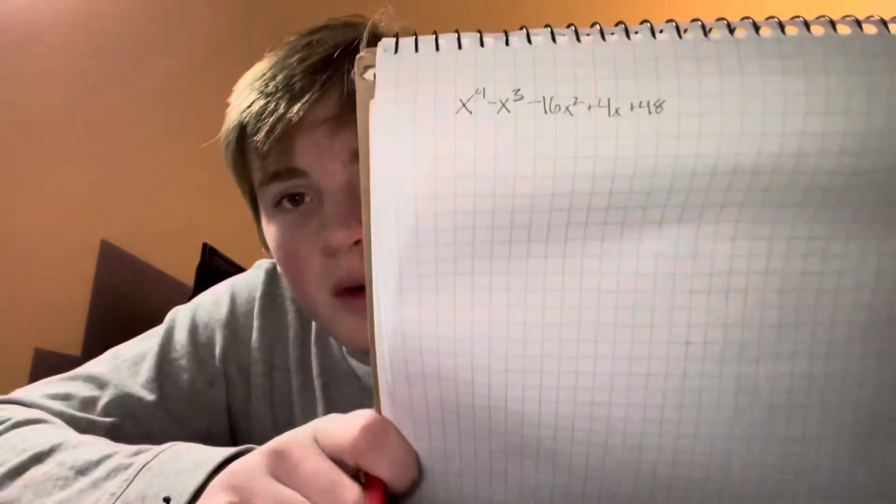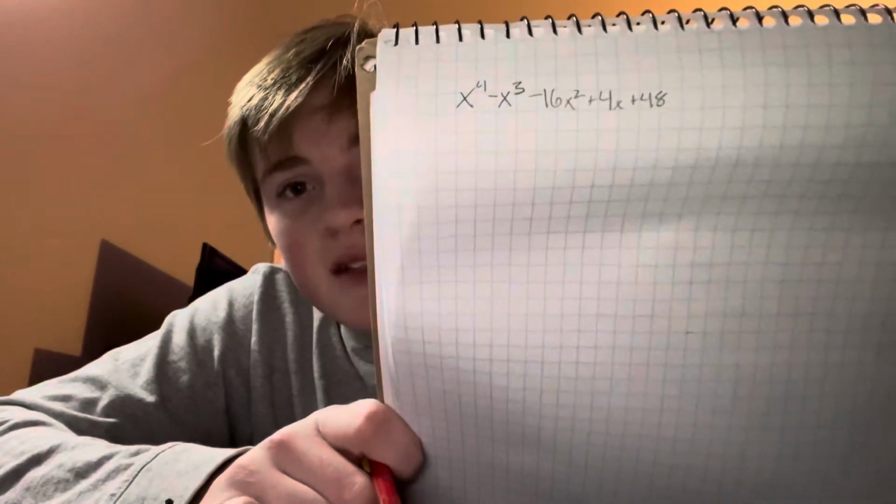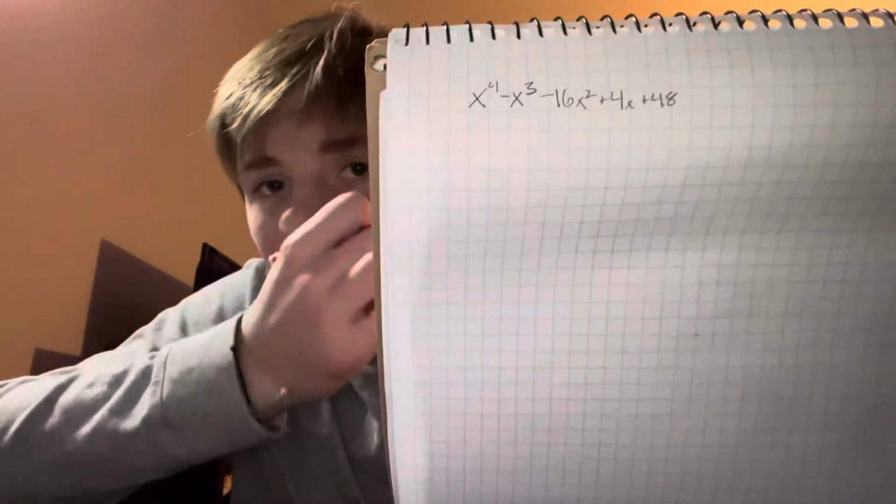Hello, so I am going to be walking through an equation on my paper, and then I'm going to graph my final answer on Desmos. So my equation is x to the fourth minus x to the third minus 16x squared plus 4x plus 48.